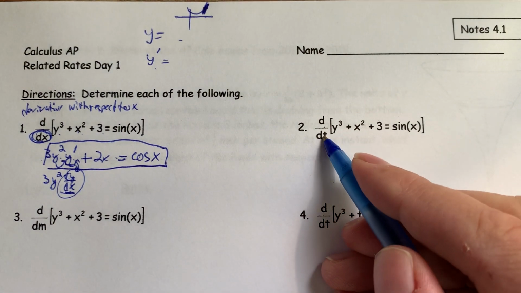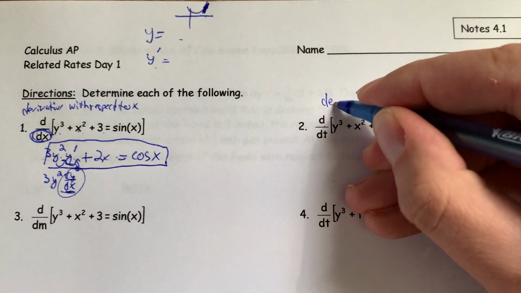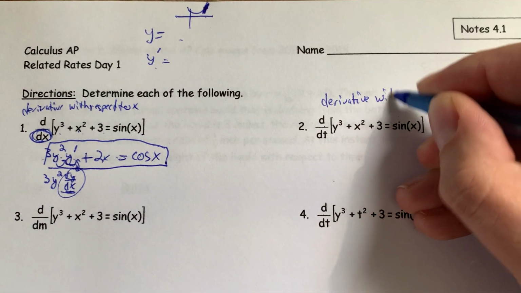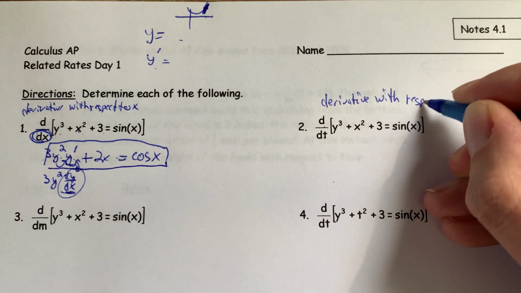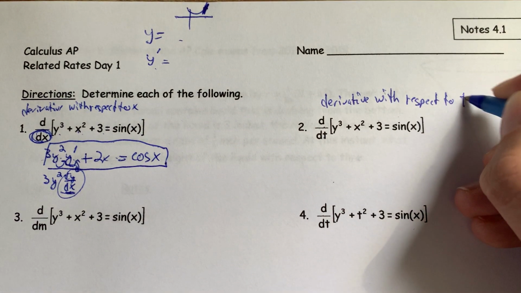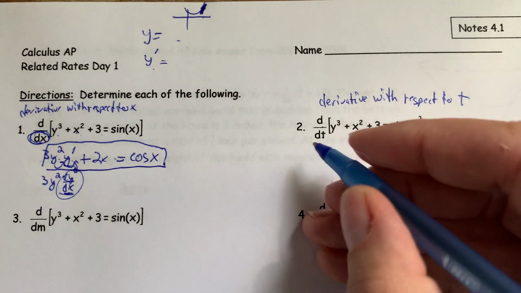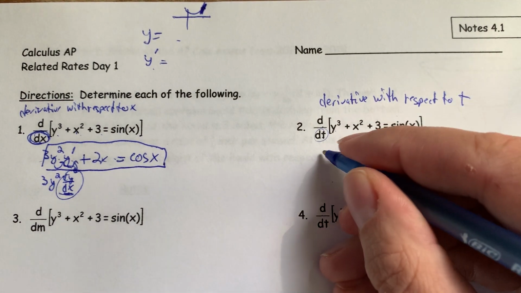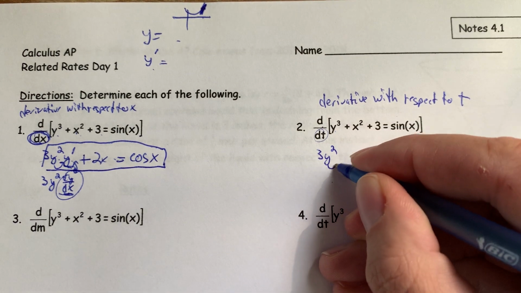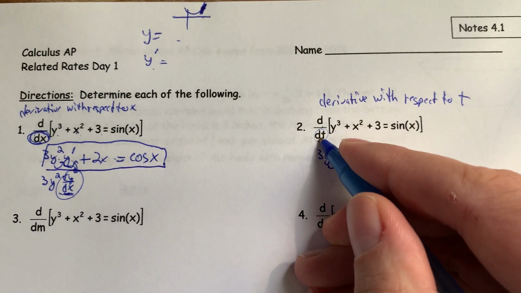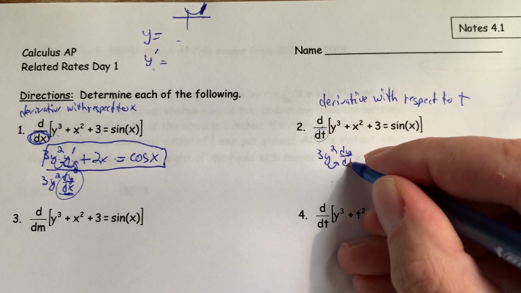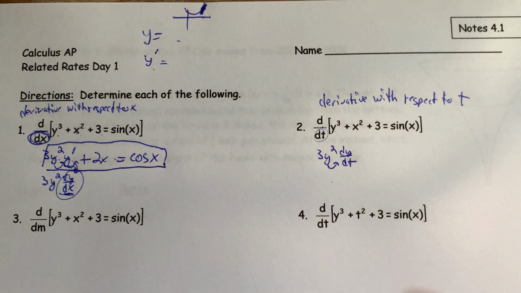What about d dt? This is the derivative with respect to t. And so now this is going to act a little bit differently. So the derivative of y cubed is 3y squared times the derivative of the inside function, because it's not d dy, it's going to be, I'm going to write dy dt. I'm going to switch over to this way of writing it just for this unit.